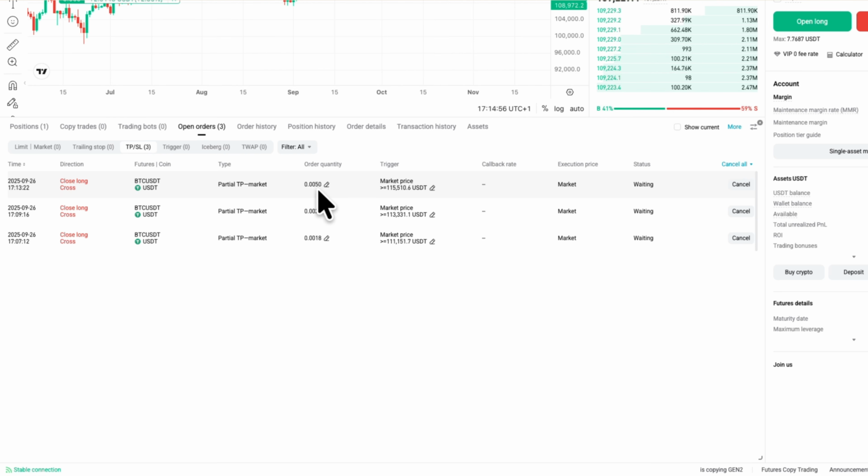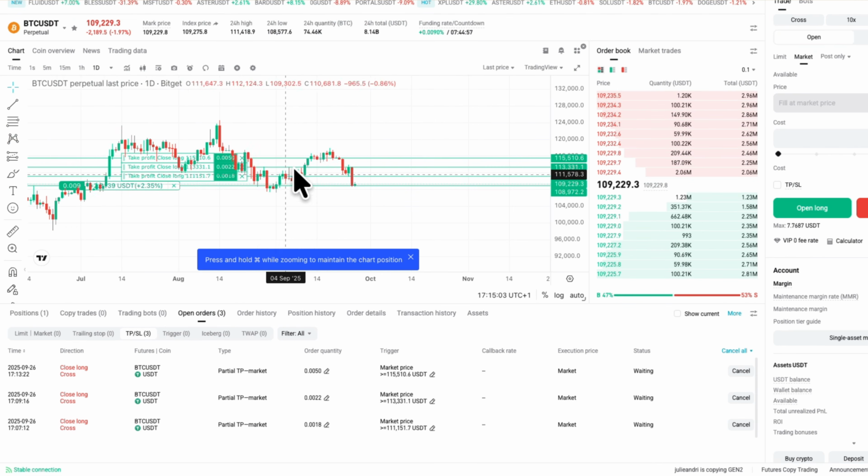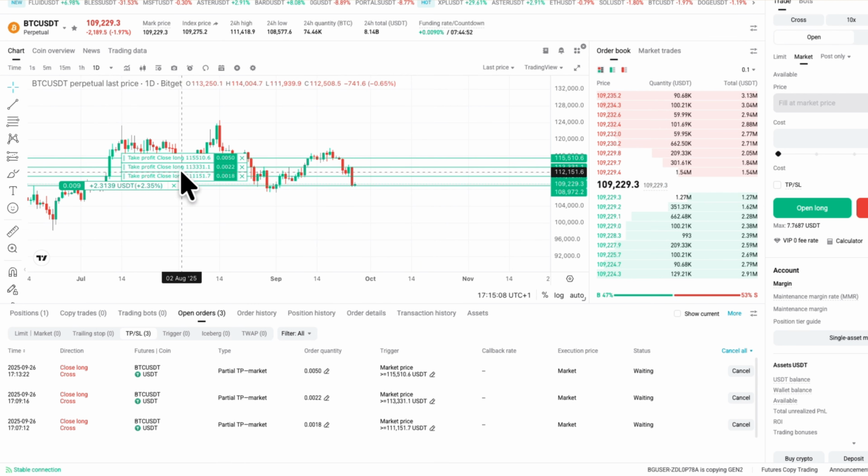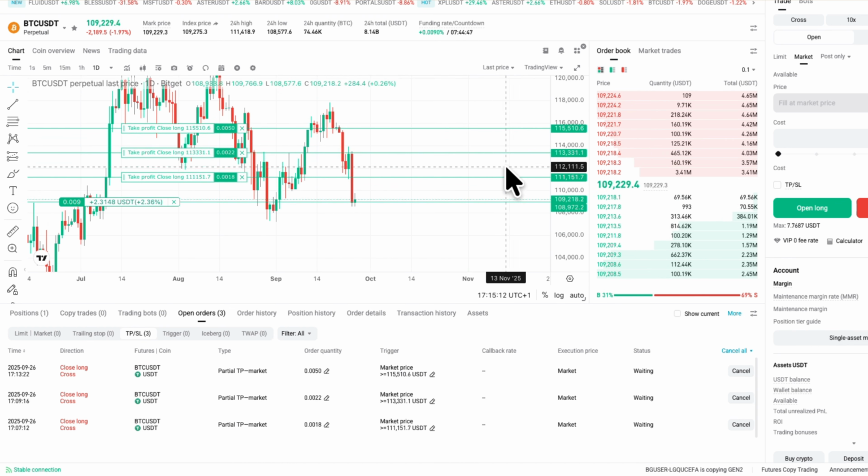Don't forget, I've explained the reason why it must be 100%, because you are selling everything for the last take profit level. And then if you come to the chart, you see it right here. So you can see the three different take profits, 1, 2, 3. Let me make it bigger so you can see. So this is 1, this is 2, and this is 3 right here.